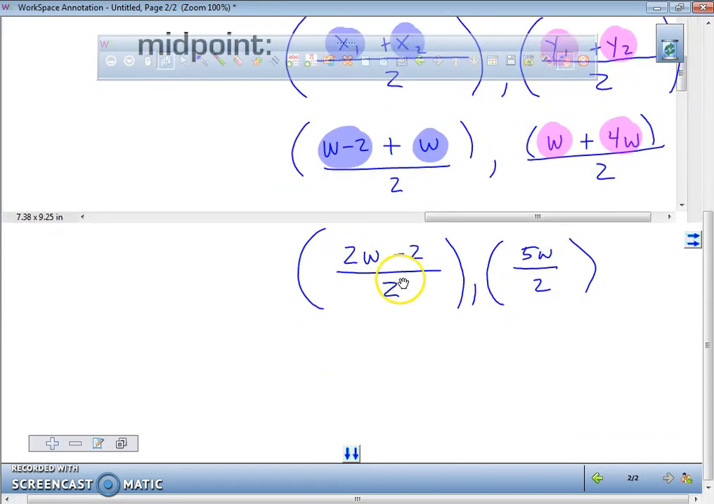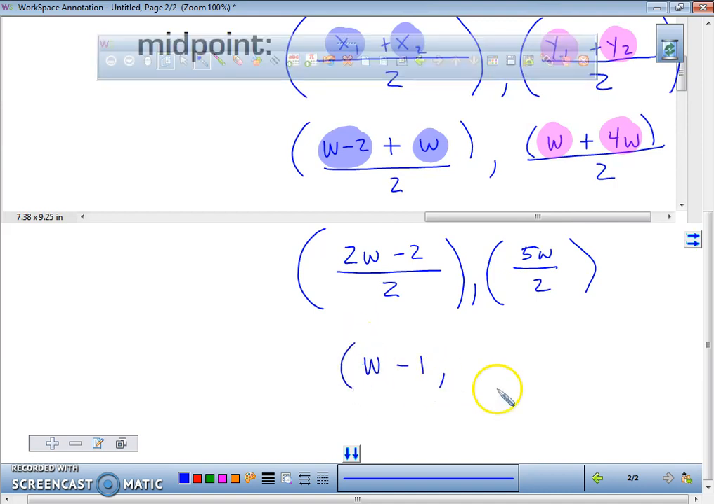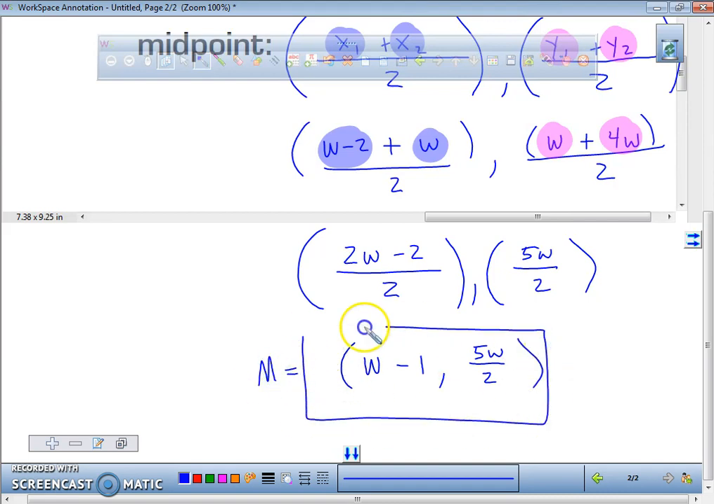All right? Now, 2 goes into 2, so we can actually divide 2 into this and 2 into that. So we're left with simply w minus 1. That's our x coordinate for our midpoint, is w minus 1. And what are we left with for our y coordinate? 5 times w all divided by 2. This, I'm going to put capital N. This right here refers to the midpoint of number 8. That's the midpoint of number 8. Okay?